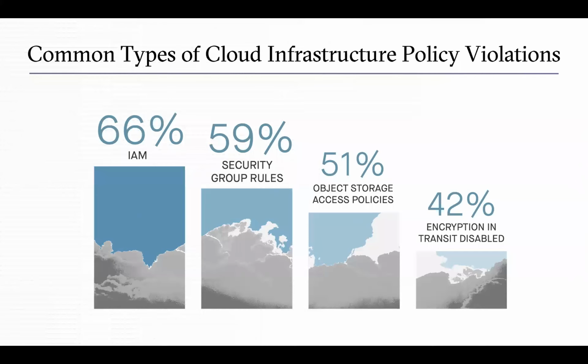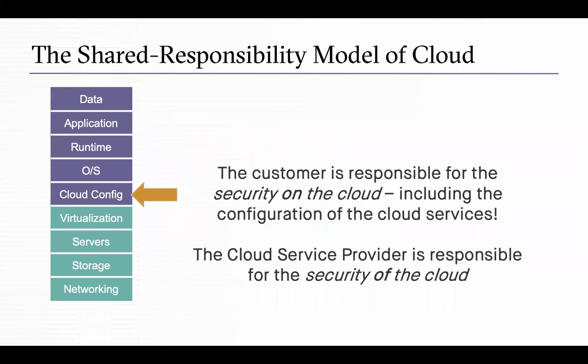These are effectively firewall rules. Number 3 on the list, object storage access policies. Again, those S3 bucket access policies. And then number 4 on the list, encryption in transit disabled. These are easy things to get wrong, and that's why they scored high. Like IAM is incredibly hard to understand. I used to work at AWS and we would talk about it internally. It's really hard to get your head around because it's so powerful. So these are the main areas where folks are seeing policy violations.